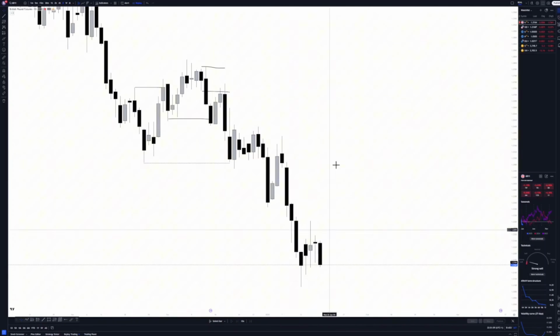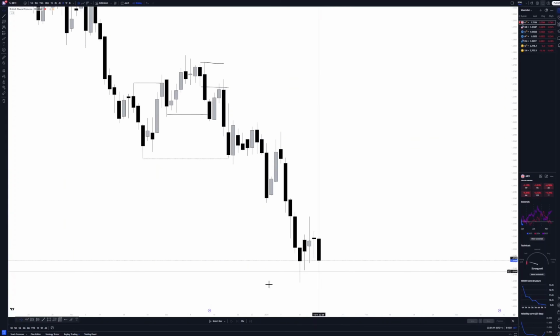Now, for us to start waiting for a very deep pullback, we will need to see a shift of internal structure, right? We would love to see price come lower to take out this low, giving a shift of structure, and now we can say yes, the pullback has started, and we can start playing it. Obviously, to this area of supply.